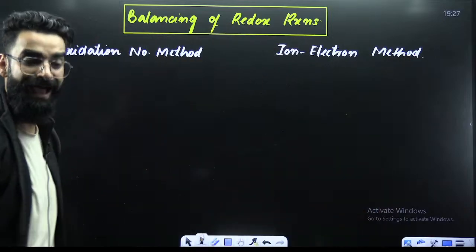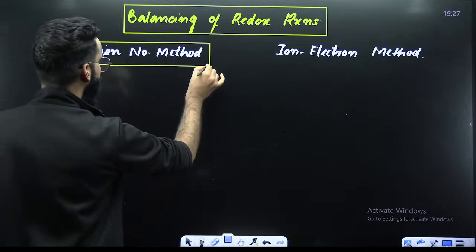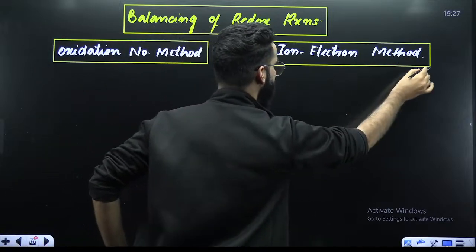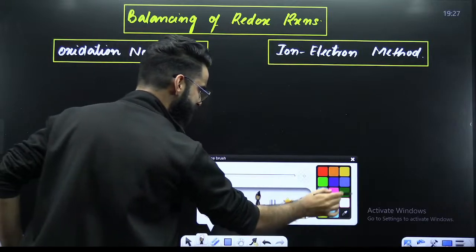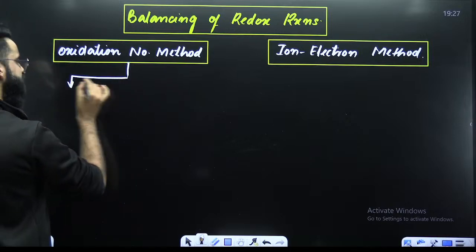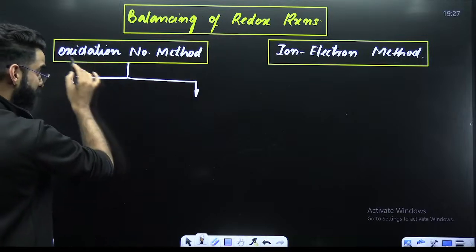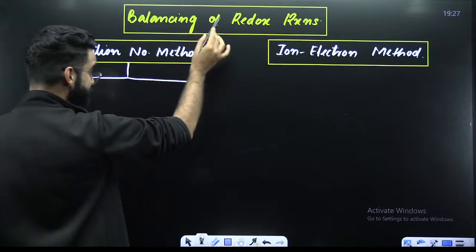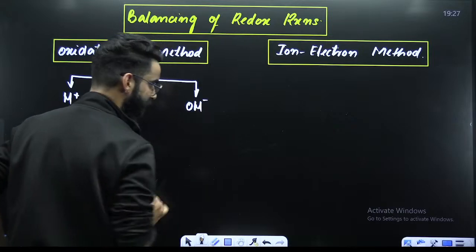Oxidation number method and ion-electron method. First of all, we shall be discussing the oxidation number method, and later on, the ion-electron method as well. This oxidation number method, we shall be discussing in two parts. First, the balancing of redox reactions with the help of oxidation number method in acidic medium. Then we'll see the balancing of redox reactions with the help of oxidation number method in which medium? In basic medium, right?